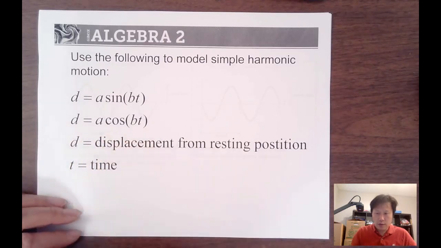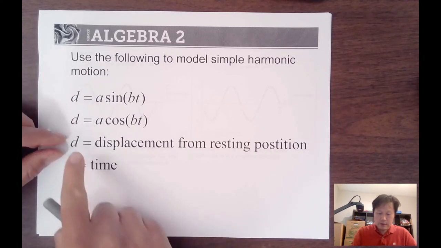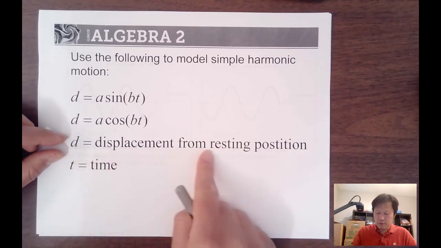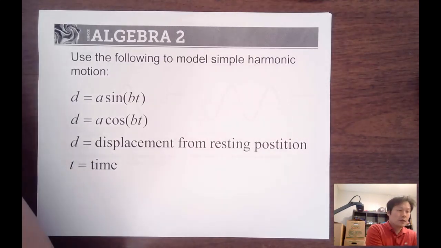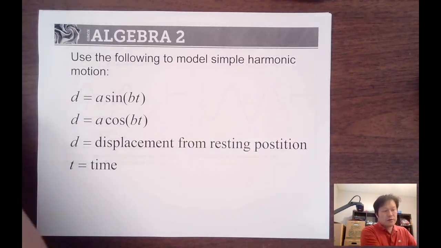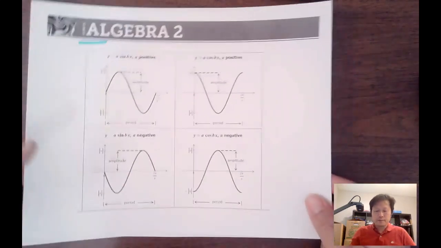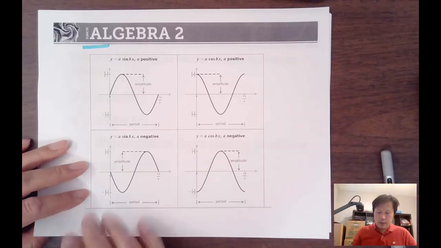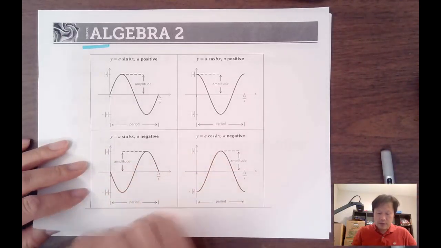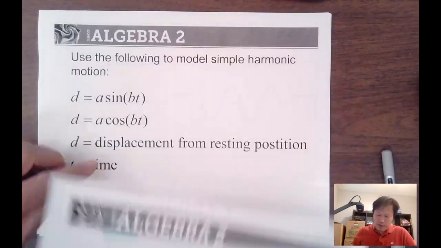So you have the choice of either sine or cosine. d means displacement from resting position. t is time. If you haven't watched my first part of the video, please watch that first. So it's referring to this information. In a word problem, they are saying this y value is a displacement, displacement from the resting position.